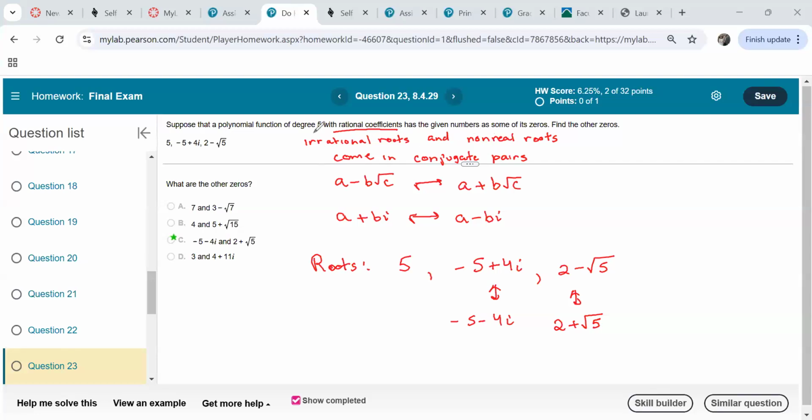So we want to know, like I said, the fifth degree polynomial, we do need to make sure there are 5 roots. So it will give us 3, but we have to find those other 2 because we know, because of the rational coefficients, I'm going to have 2 conjugate pairs. So my other zeros would be -4 minus 4i and 2 plus square root of 5.